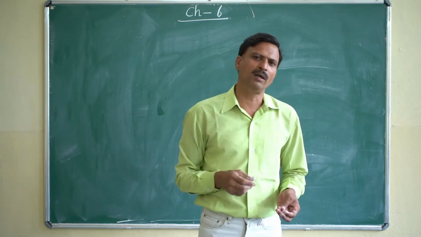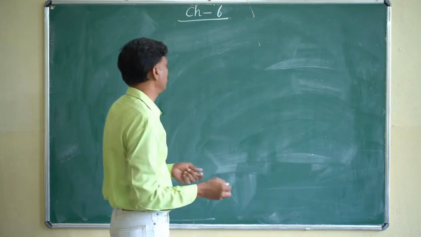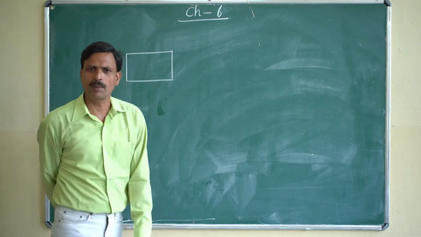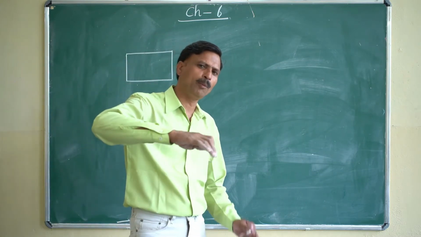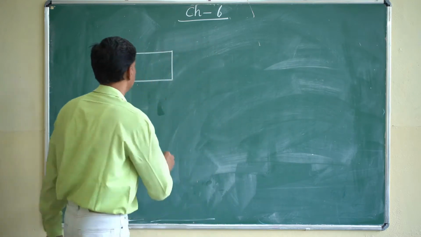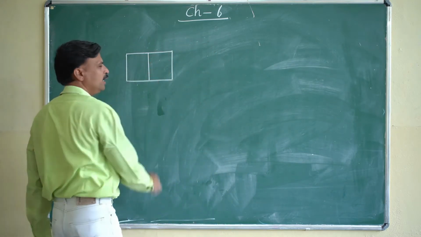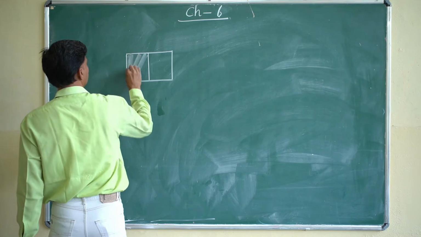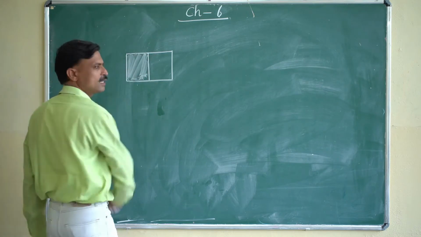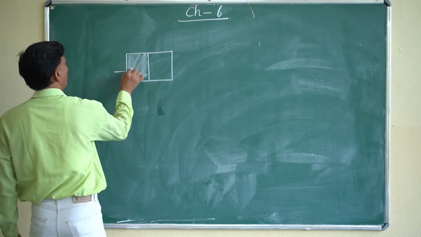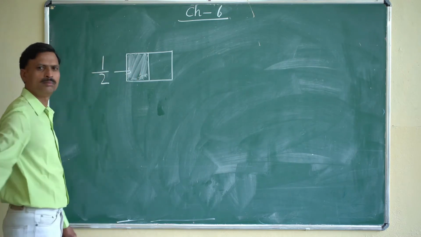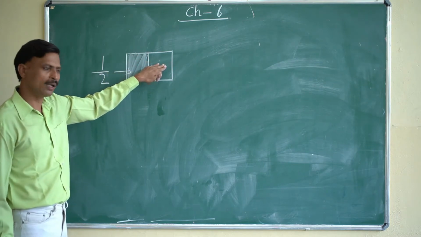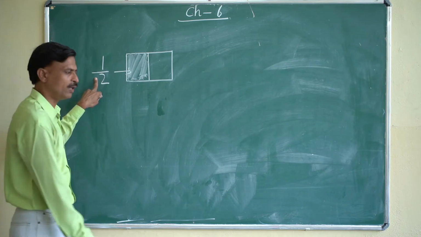Suppose you have one piece of paper. Right? This piece of paper. Suppose you are dividing it into 2 equal parts. You have divided it equally into 2 parts. One part you have shaded. Right? So this shaded part you will represent how? 1 by 2. Okay? Because this was the one paper and it is divided into 2 equal parts. So this shaded part will be represented by 1 by 2.